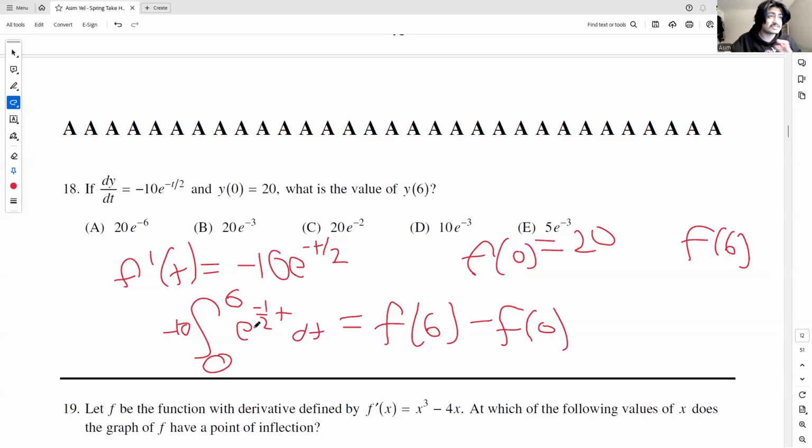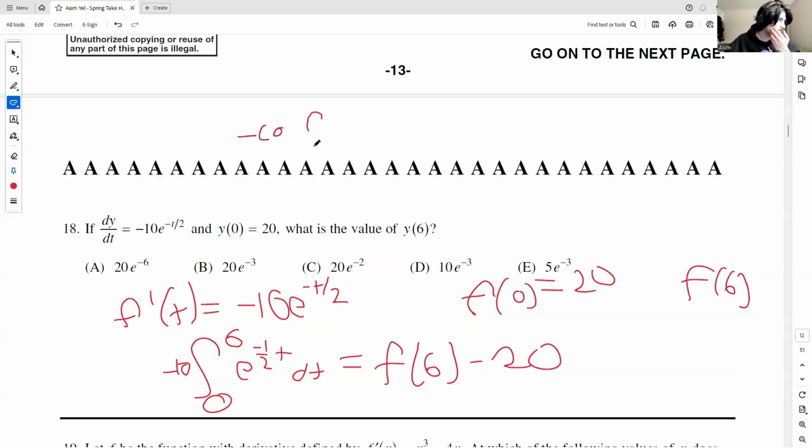Because I just take the antiderivative of that, which gives me the function. And if I plug in 6 and subtract 0, which is what my definite integral is supposed to do, I'm actually getting this. And I already have those values. My f of 0 is going to be 20. So there's just one unknown in this equation, it's just f of 6. Now just find f of 6 by taking the integral.